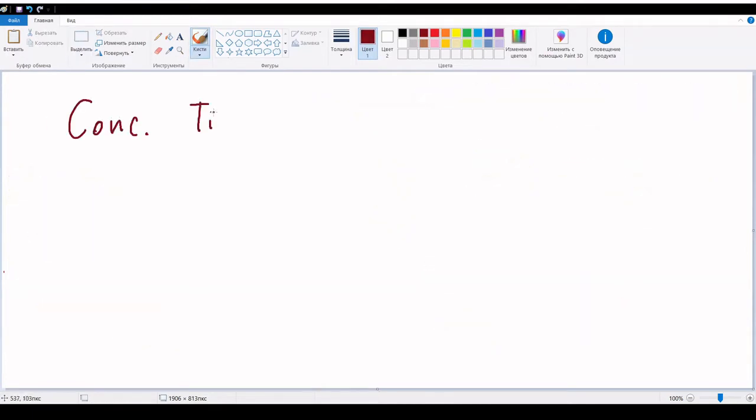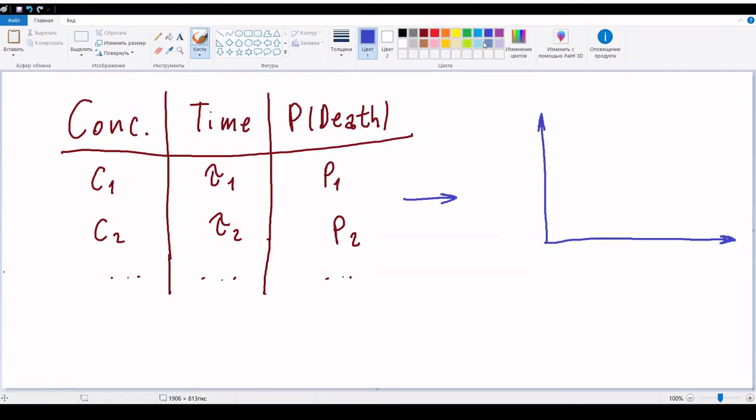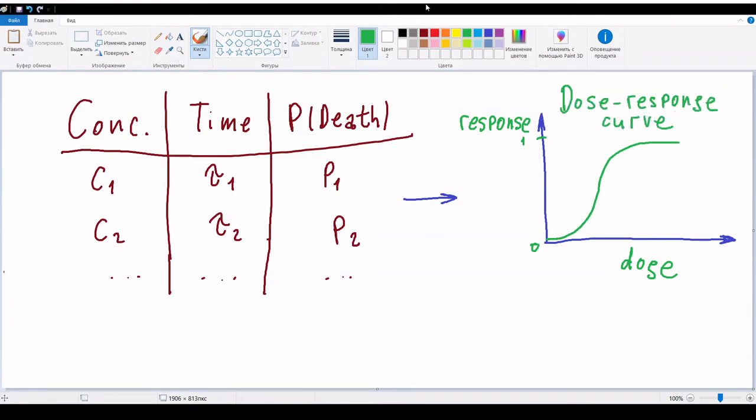Imagine we have a set of experiments with variable concentrations and times of exposure. Then, using this set of data, one can figure out a so-called dose-response curve. The dose-response curve represents the dependence of the probability of lethal consequences on the dose obtained via inhalation.